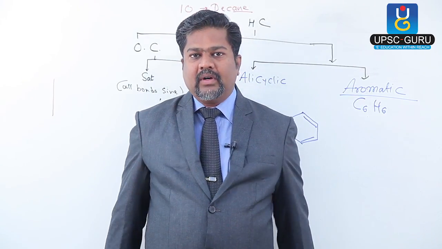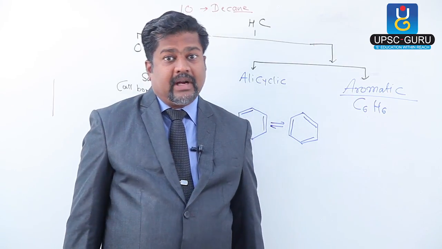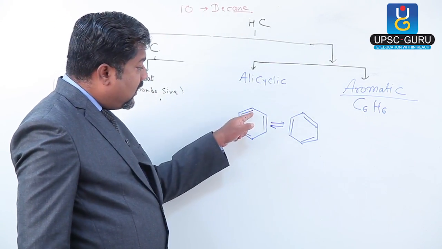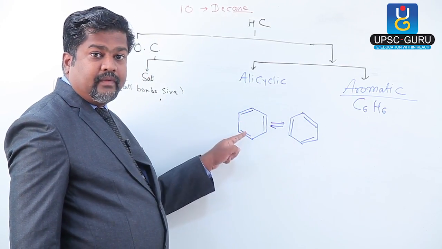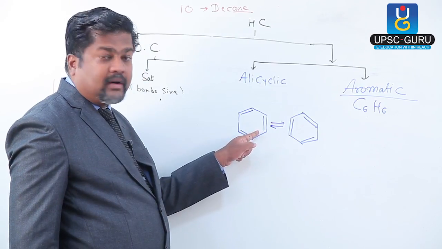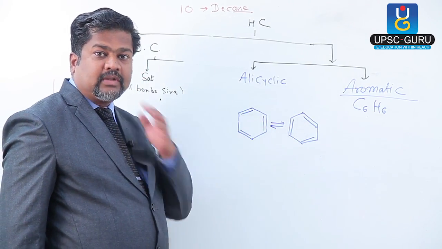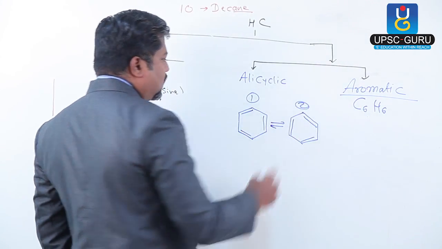I am revising what we are calling the resonating structure. That means the double bond is not fixed. The double bond is continuously changing position. So this double bond will come here, and at the same time this will move here. This way, the bonding positions are continuously exchanged between these two. So this is possible structure 1 and this is possible structure 2.